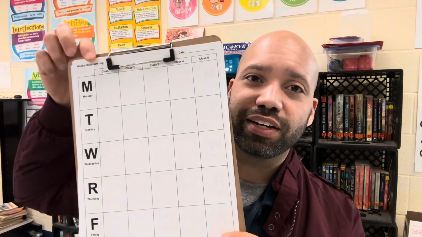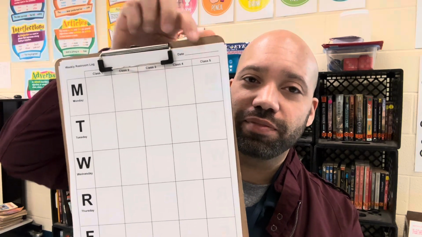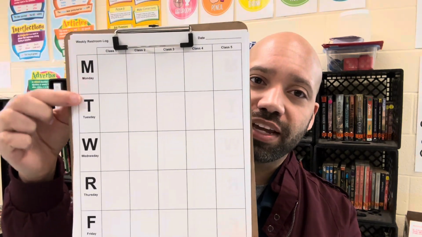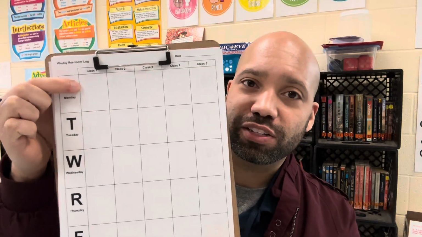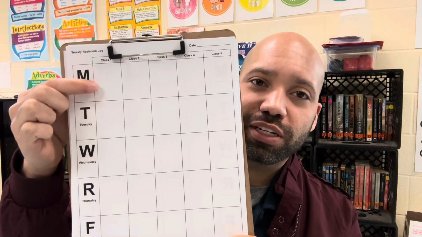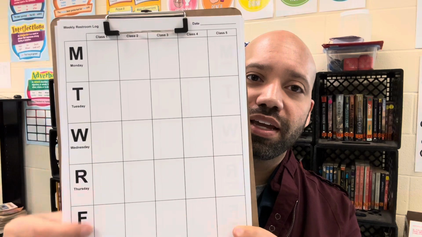I use a sign out sheet that I created that looks like this. And as you can see here, it has each of my classes listed. And down the side, I have Monday through Friday. So for example, my first period class on Mondays, they will put their names here, Tuesdays, Wednesday, and so on and so forth. And each student, once again, can only sign out 2 times per week.